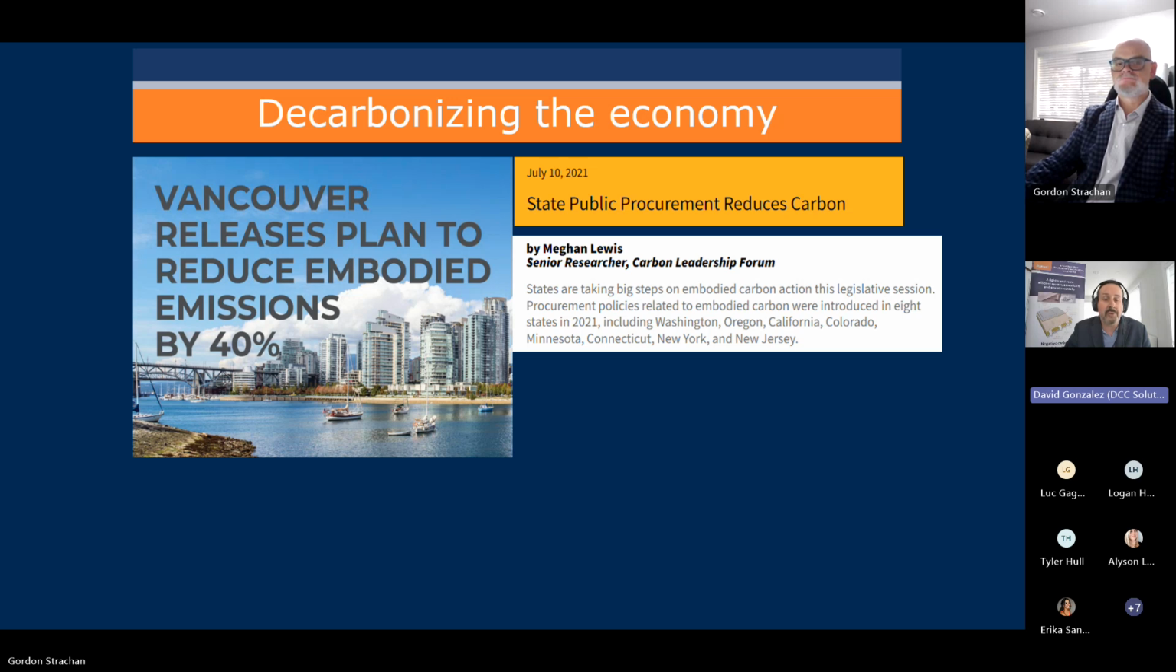I think also our neighbors down south in the USA, there are some states that are taking big steps to bring forth procurement policies to reduce embodied carbon in their respective territories. So all this is really going to have a change in the industry. Next slide, Gordon, please.